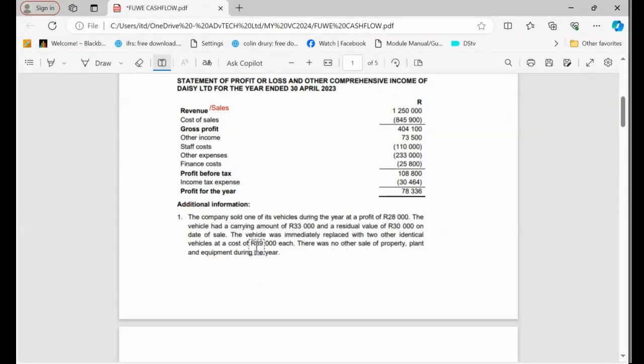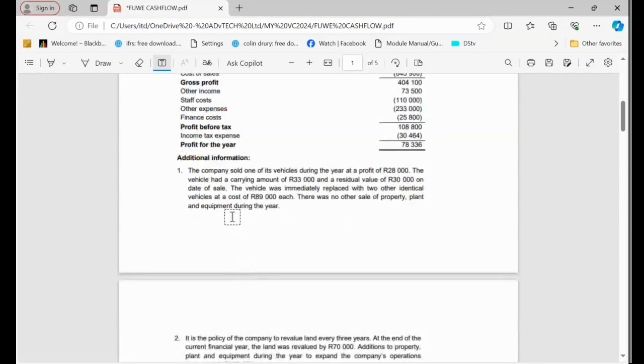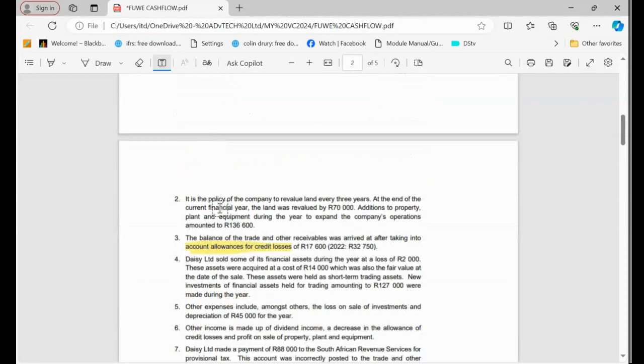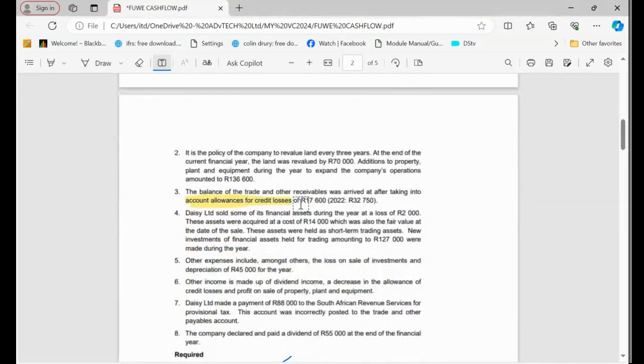Can you see now? If I check here, there is no expense here because this is an asset. Vehicle is an asset, okay? Are you still there? Yes, I'm still here. Equipment is an asset. There is no expense from number one. Number two, this is land. There's no expense here. This one, there's no expense. We also dealt with this one, okay? Yes, we did. Number four, we made a loss when we sold the assets, so it's not an operating expense.